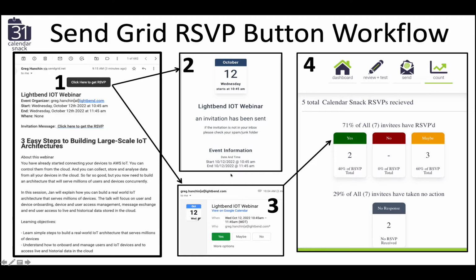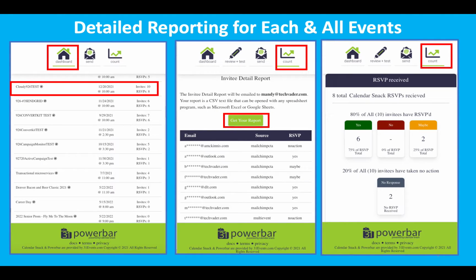So 1, 2, 3, 4. They're going to click it, they're going to see the landing page, they're going to get the calendar invite, and then we're going to track it here on the back via the calendar receipts at a detailed level. So that means every time you send out and or work with us on a calendar snack, we're tracking all that data on the back as evidence here on the left-hand panel.